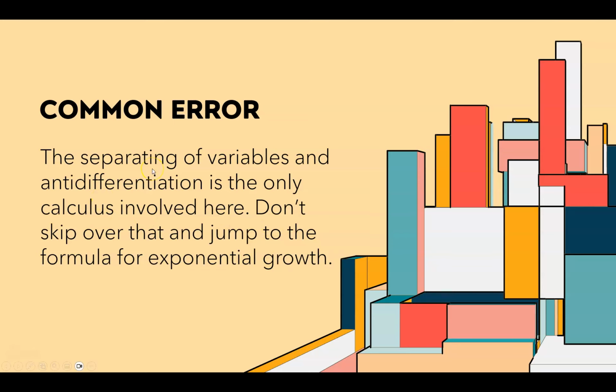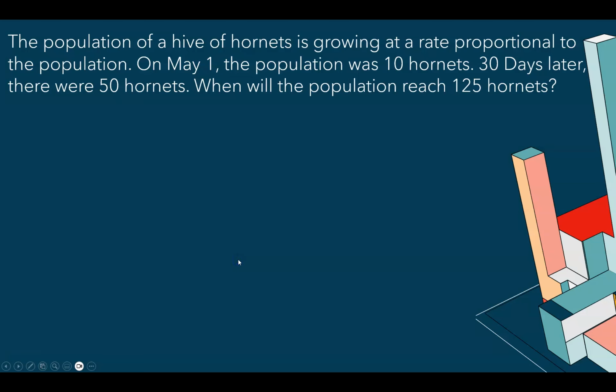So the separating of variables and anti-differentiation is the only calculus. So don't skip over that and jump to the formula for exponential growth, unless it's multiple choice. In that case, definitely skip over things.